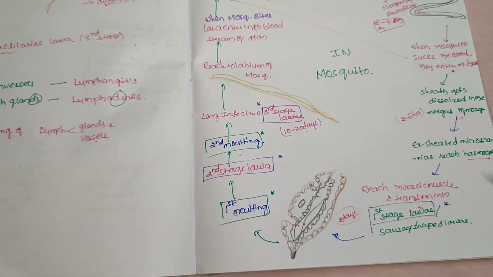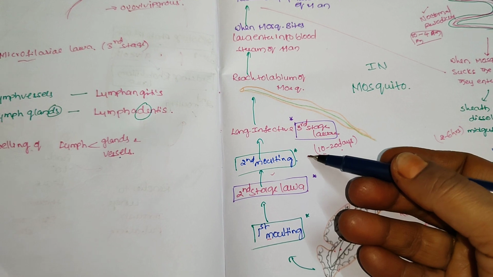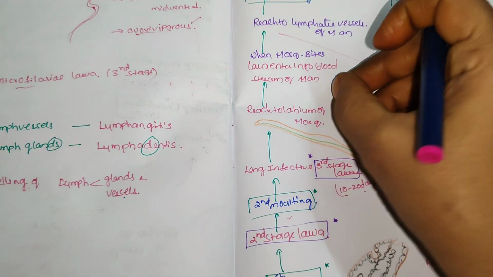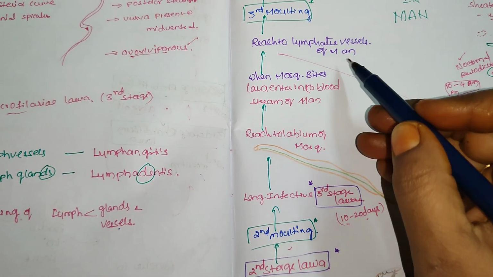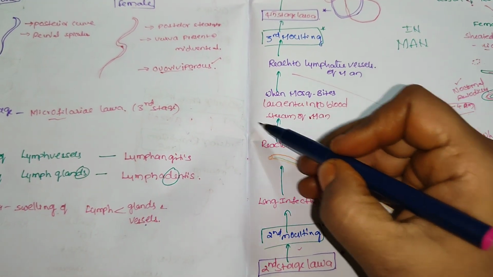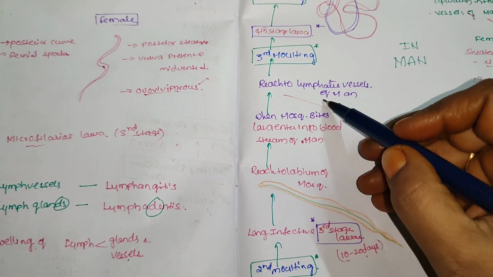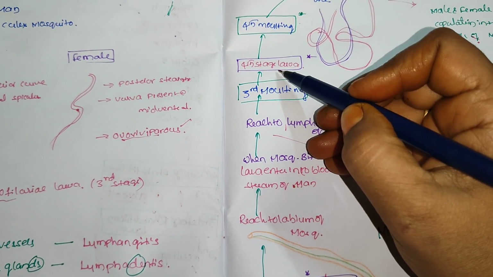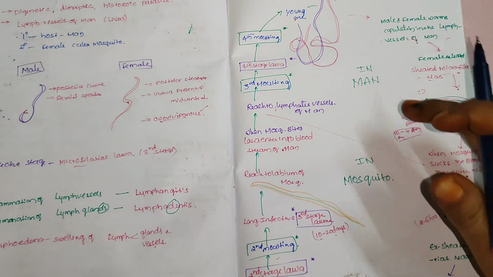It reaches from the midgut to the thoracic region, and from the thoracic region to the labium of the mosquito. Then it is ready to infect another person. When this mosquito bites another person, the larva enters the bloodstream. Then from the bloodstream to the lymph vessels, the destination of the organism. This larva reaches the lymphatic vessels of man. Then it completes the third molting, turns into fourth stage larva, then completes the fourth molting and becomes a young one. This is the life cycle in man and mosquito.